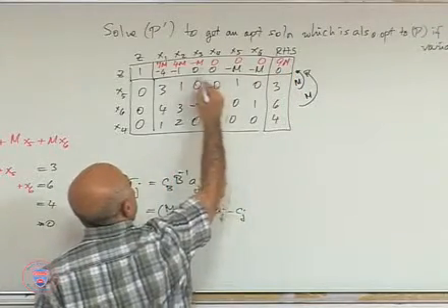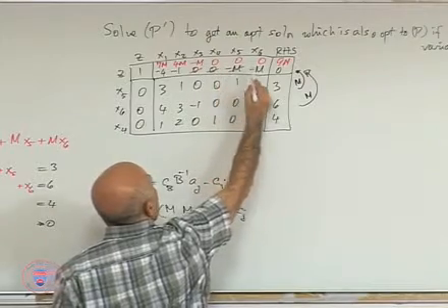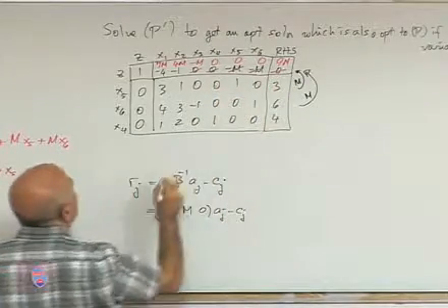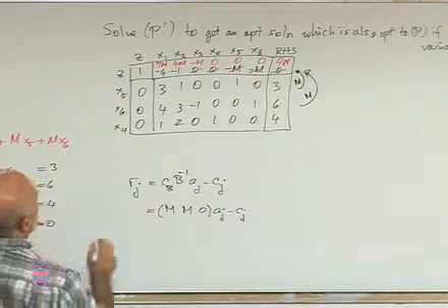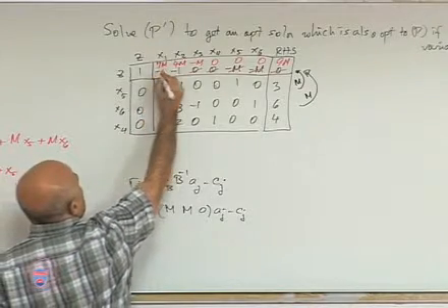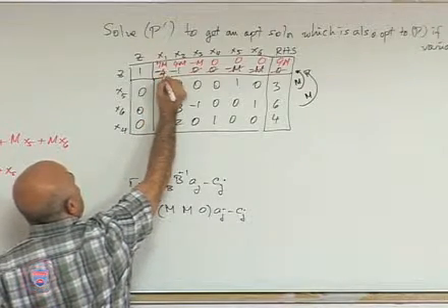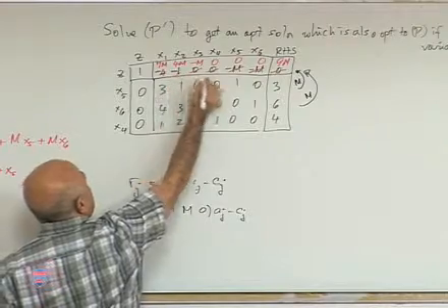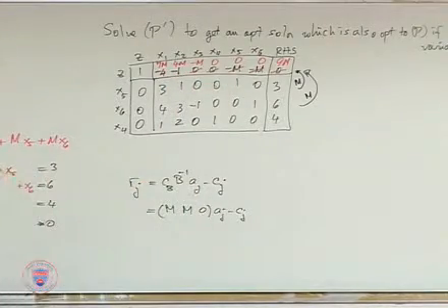So the new numbers are 7M minus 4. Let me make them red. They are the revised numbers. Okay, that's the way they are.